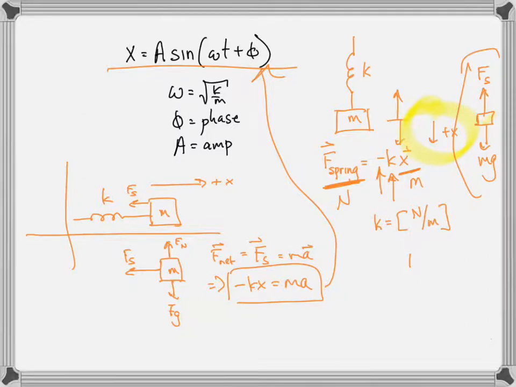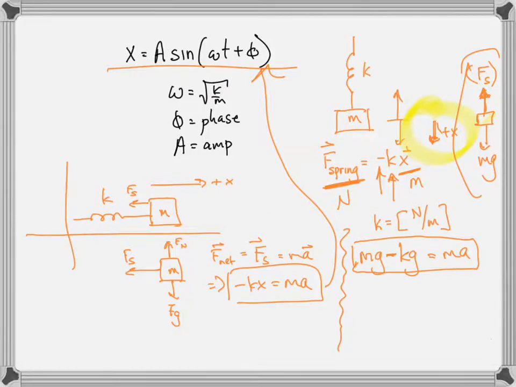And let's write down Newton's second law. Newton's second law says that the force down, mg, minus the force up, kx, right? The Fs is actually the magnitude of the force, and the direction is up. I've defined down as my positive direction. So it's mg minus kx equals ma. You say, okay, so that's going to give us the equation of motion for the vertical mass on a spring.